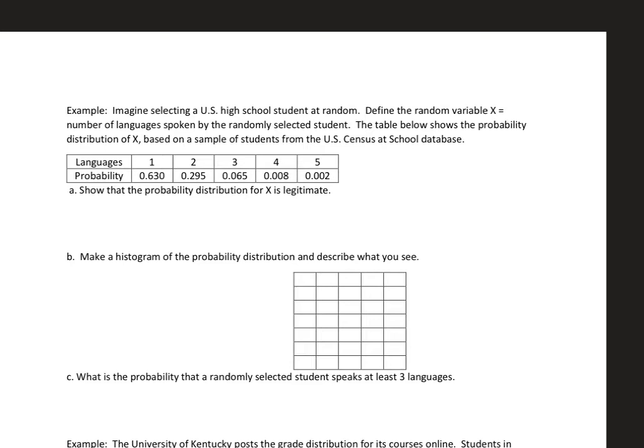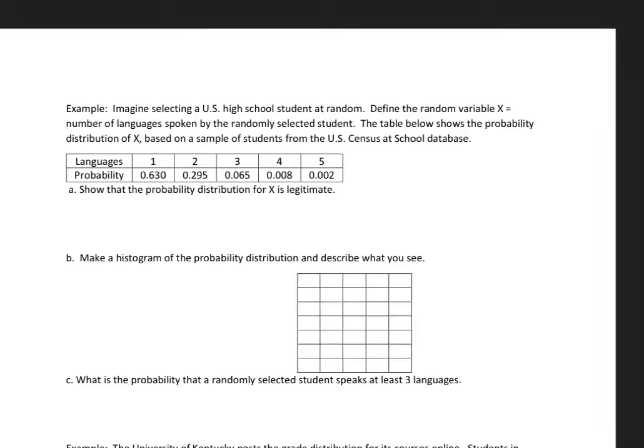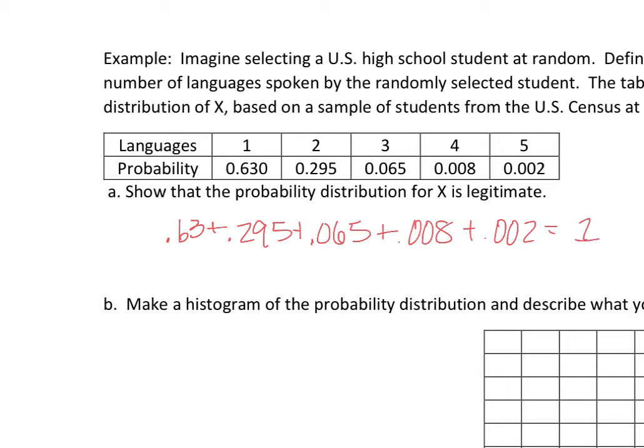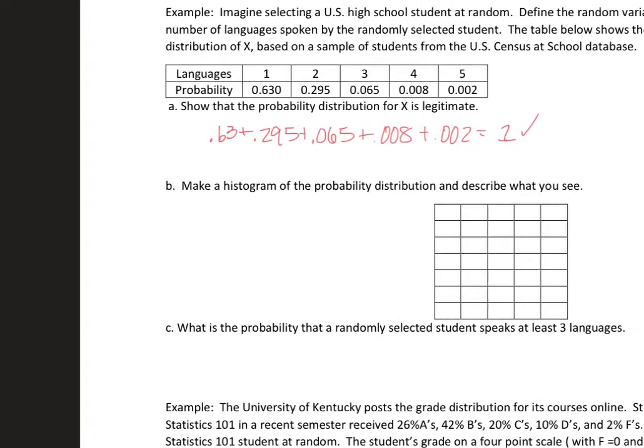All right, so the first thing we want to do is show that this is a legitimate probability model. So we'll come over here and make sure that we add all these up. 0.65 plus 0.008 plus 0.002 equals, and sure enough, if we grab our calculator, these add up to 1, which makes it a legit probability model.